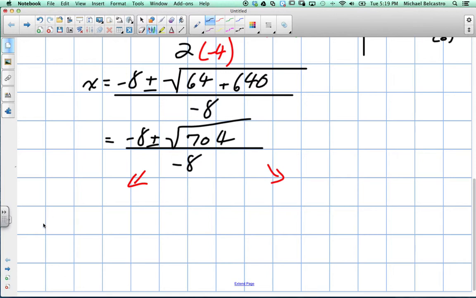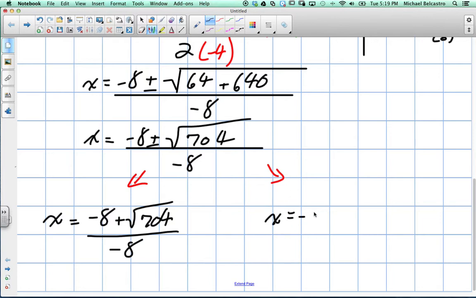The reason we do that, we have x, and remember we're always solving for x. We're finding the x-intercept. X is equal to -8 plus the root of 704 divided by -8, and x is equal to -8 minus the root of 704 divided by -8. I'm going to just put these in red so that they stand out. One is when we add the values, the other is when we subtract the values.